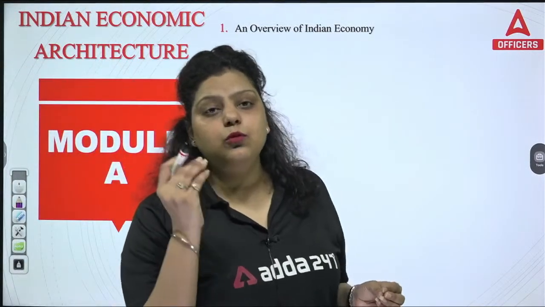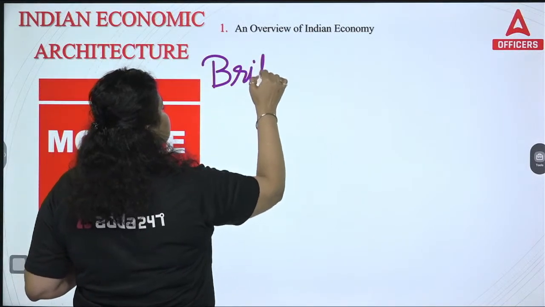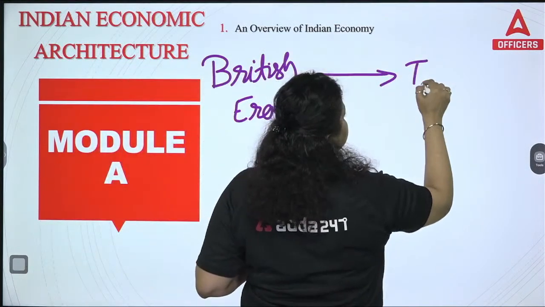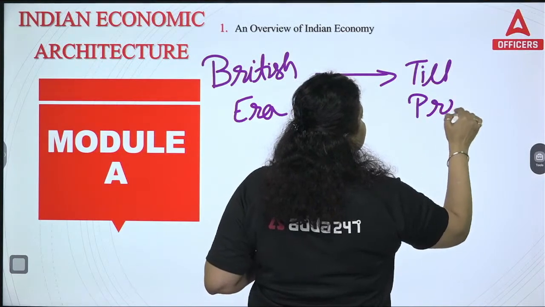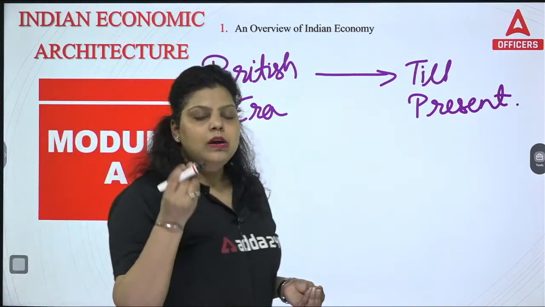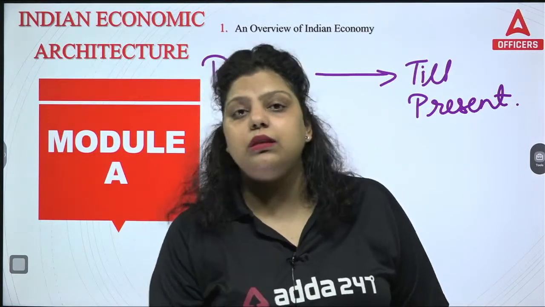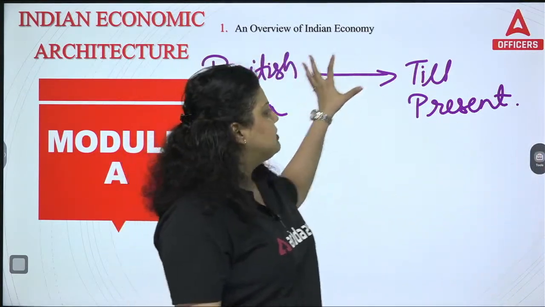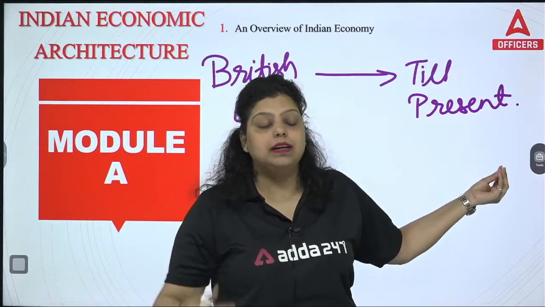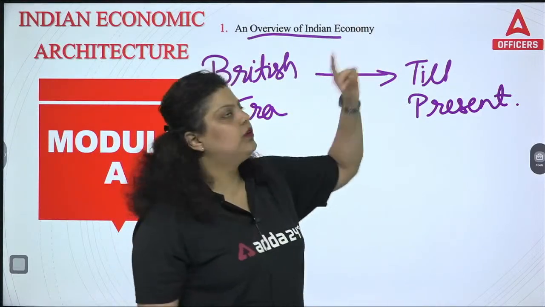Now why do we have to study this? Because we have to understand how this economy worked from the time when Britishers were there, that is known as the British era, till the present. Like right now, India is the fastest growing economy in the world. And yes, India is the fastest growing economy in the world right now. So how have we achieved this position in the world? To understand this, we have to know about an overview of Indian economy.